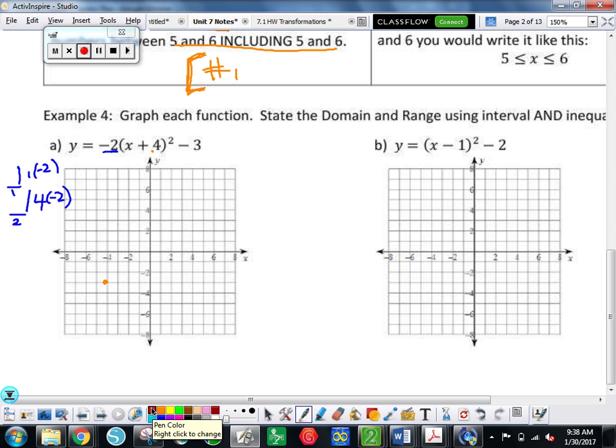If you're falling asleep, I'm sorry that it's boring. Go grab a drink and come right back. Okay, so I went over 1, down 2, and now I'm going to try to go over 2, down 8, but it jumps off the graph.